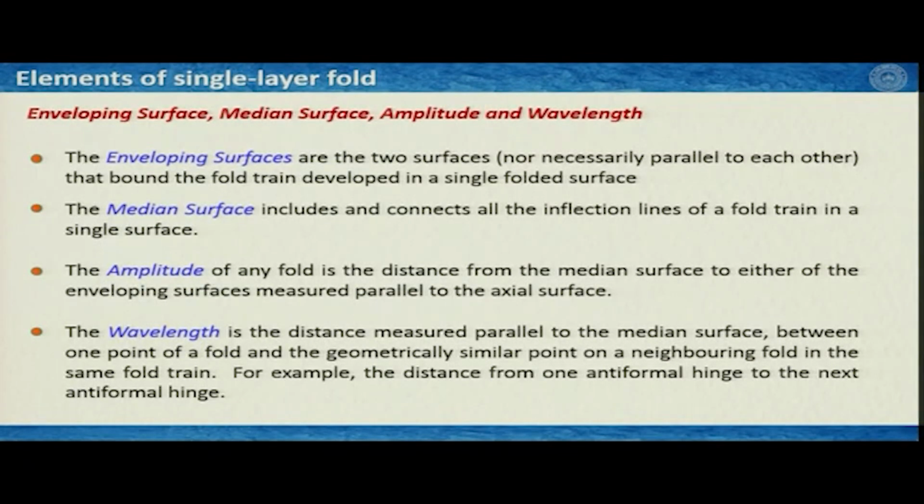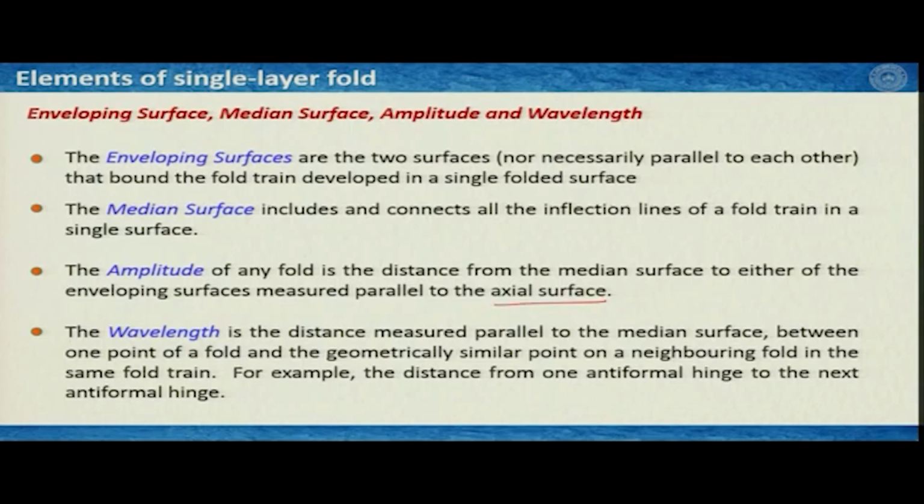The enveloping surfaces are the 2 surfaces, and they are not necessarily parallel to each other, that bound the fold train developed in a single folded surface. We will see the illustration in the next slide. The median surface includes and connects all the inflection lines of a folded train in a single surface. The amplitude of any fold is the distance from the median surface to either of the enveloping surfaces measured parallel to the axial surface. Now, we will learn axial surface in one of the next slides soon.